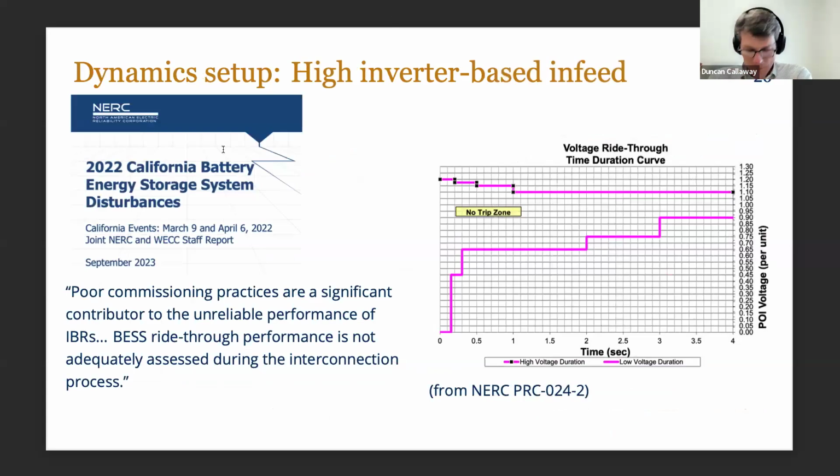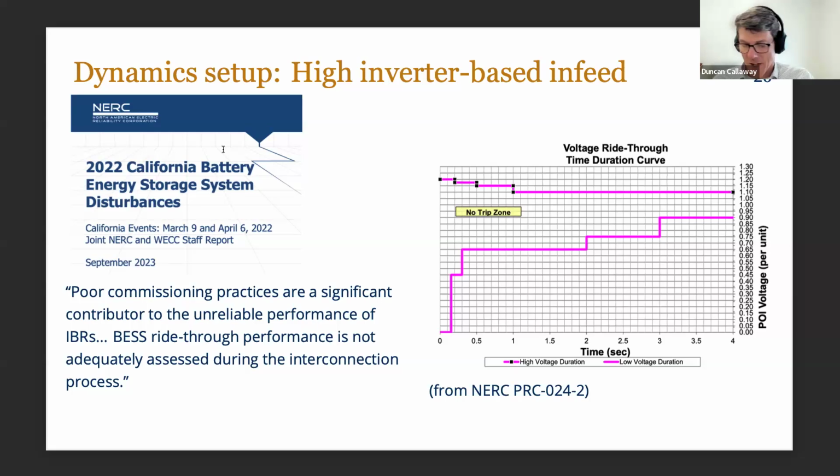Okay, last little bit, and then we can do a little bit of Q&A. We're trying to think about how we can start thinking about it a bit more carefully in application, and specifically time domain situations in a high inverter-based in-feed situation. This is just a quote from a NERC report that's a couple years old now, where they concluded that a significant contributor to unreliable performance of inverter-based resources has been poor commissioning practices, and that in simulations of things like, in this case, battery energy storage or BESS, ride-through performance was not adequately assessed during the interconnection process.